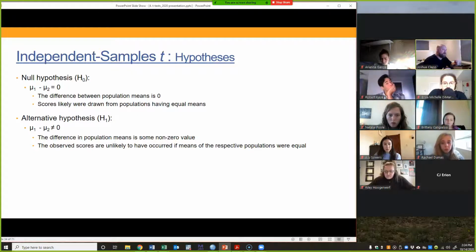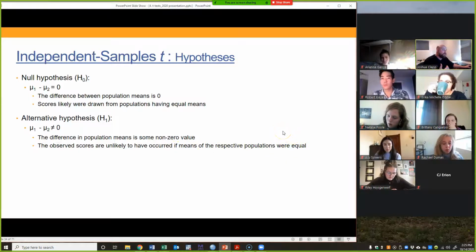Now, sometimes that might make a difference, but probably most of the time it doesn't. So just remember and keep this in your mind as we're going through and interpreting things. Okay. So again, the difference in population means is some non-zero value. The observed scores are unlikely to have occurred if the means of their respective populations were equal.